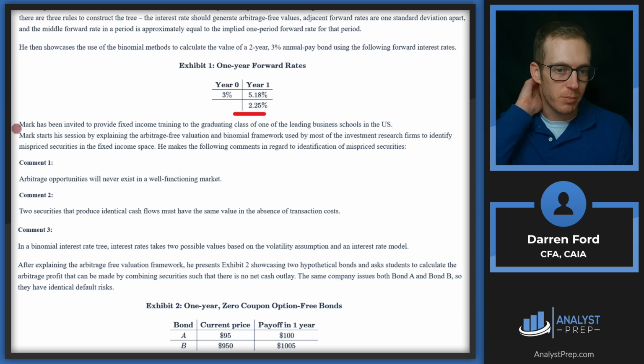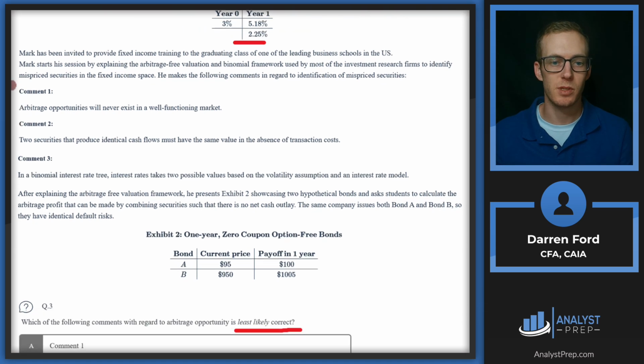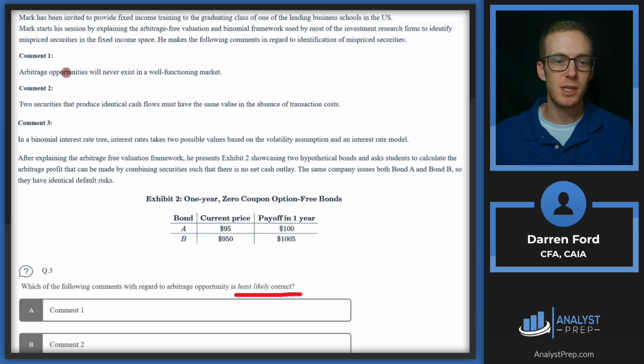Mark has been invited to provide fixed income training to the graduating class of one of the leading business schools in the U.S. Mark starts his session by explaining the arbitrage-free valuation and binomial framework used by most of the investment research firms to identify mispriced securities in the fixed income space. He makes the following comments in regard to identification of mispriced securities. We've got our 3 comments here.